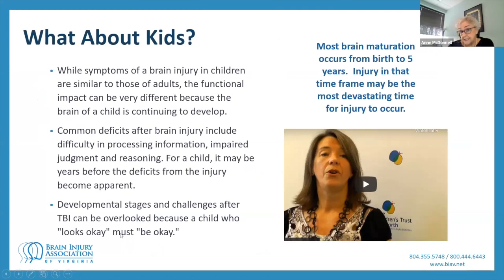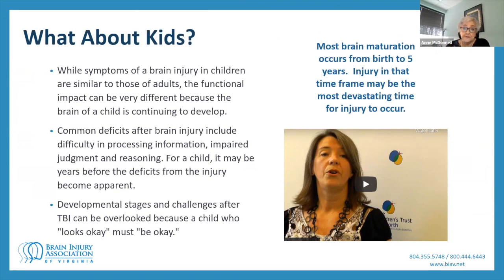But I want to take just a minute and talk about kids, because while the symptoms of brain injury in kids look a lot like the symptoms that our adults may experience, the functional impact can be much harder on kids because that brain is still continuing to develop. And we know that there are common problems after brain injury that include things like information processing and judgment and reasoning. And when you're a kid, it's going to be years before you have to use that skill. That's why everybody thinks kids have these miraculous recoveries from brain injuries.